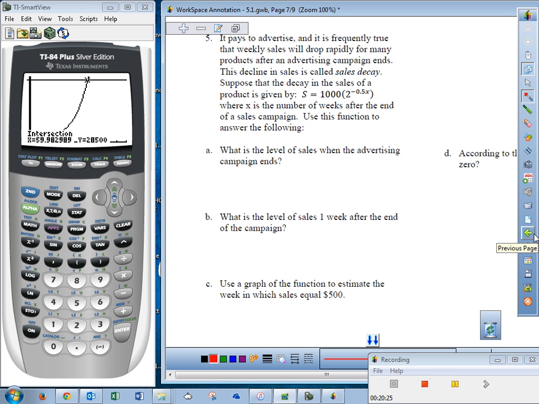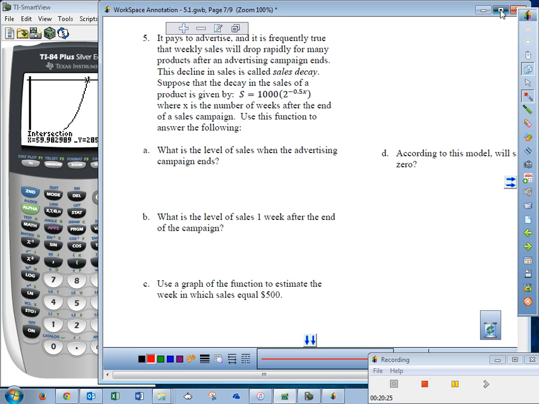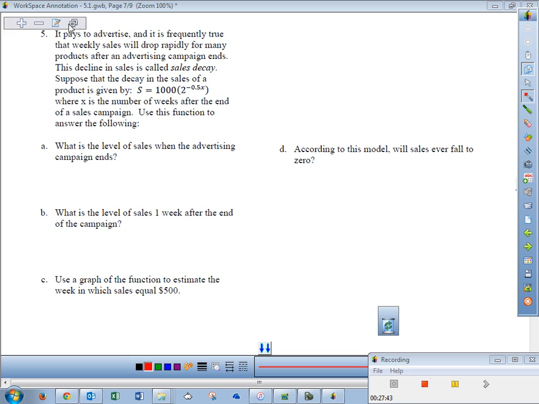Exponential decay, sometimes called sales decay. It pays to advertise. It's frequently true that weekly sales will drop rapidly for many products in an advertising campaign. The decline is called sales decay. Here's the equation. A lot of people will go, that looks like a growth situation. The base is bigger than 1. Totally true.